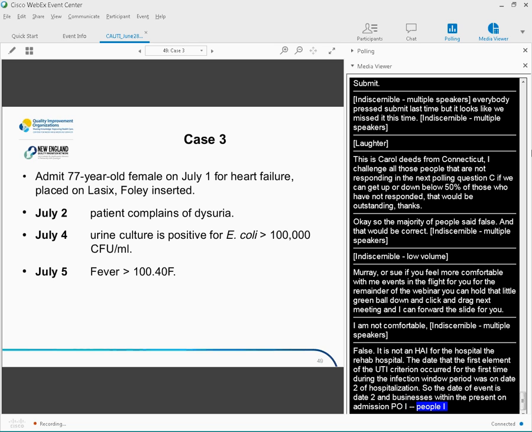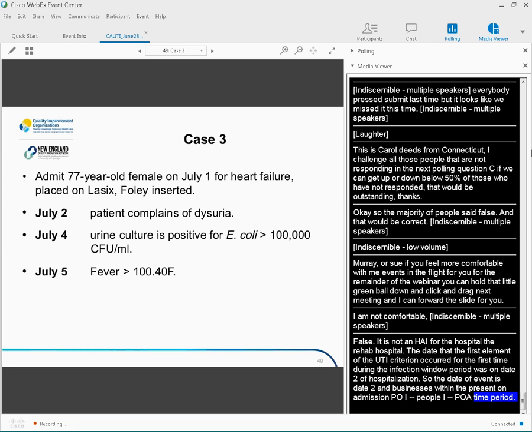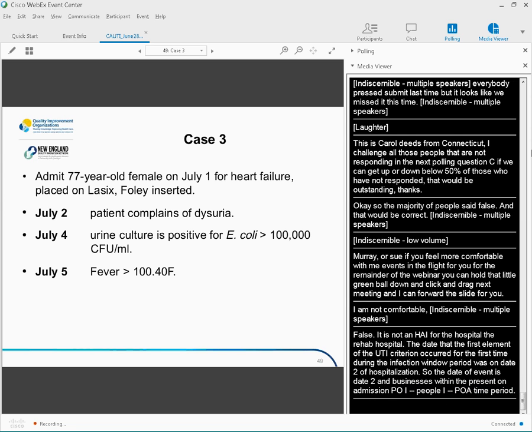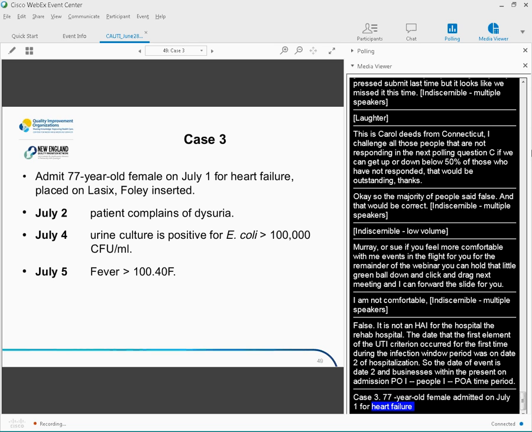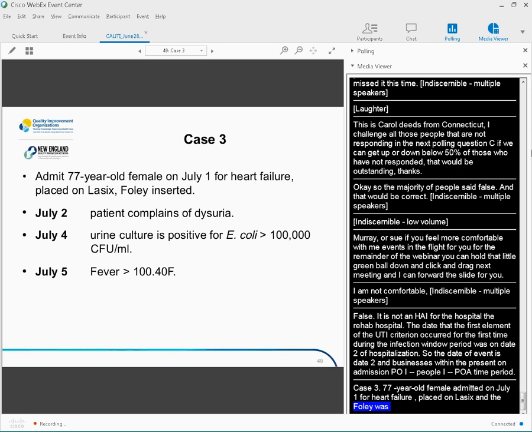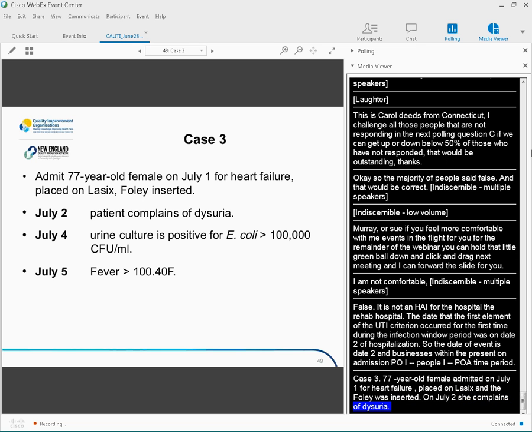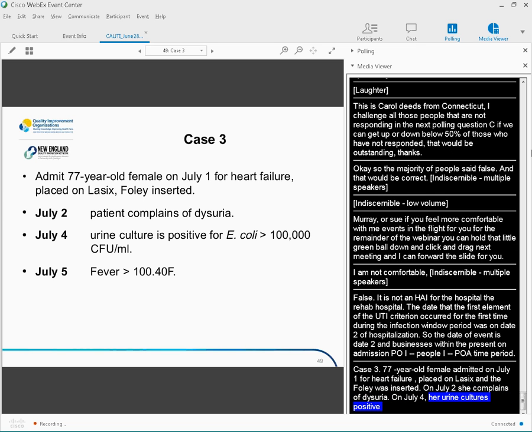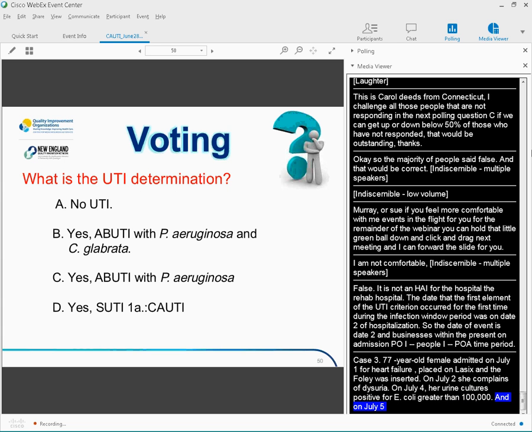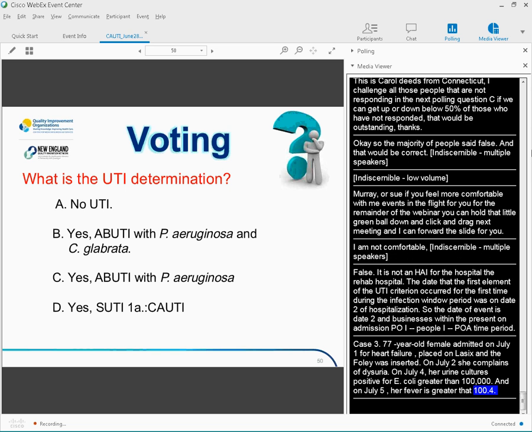Okay. Case 3. A 77-year-old female was admitted on July 1st for heart failure. She was placed on Lasix and a Foley was inserted. On July 2nd, she complains of dysuria. On July 4th, her urine culture is positive for E. coli greater than 100,000. And on July 5th, her fever is greater than 100.4. So, voting slide. What is the UTI determination?